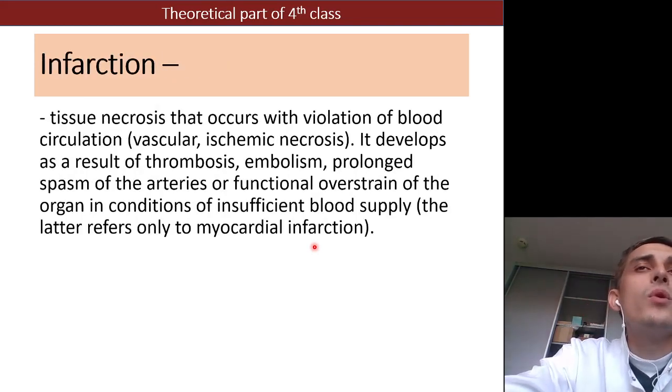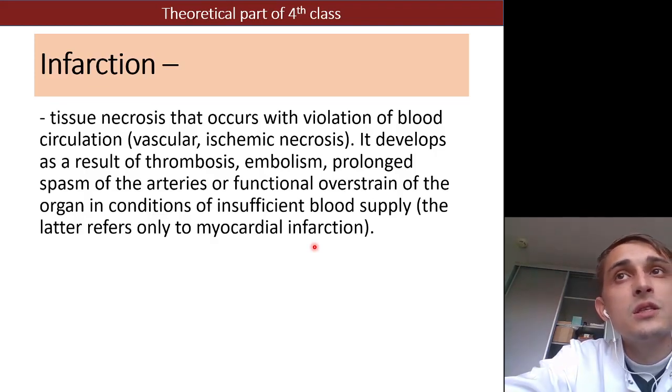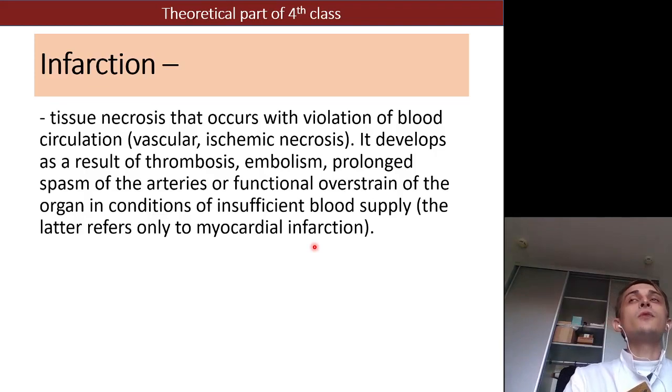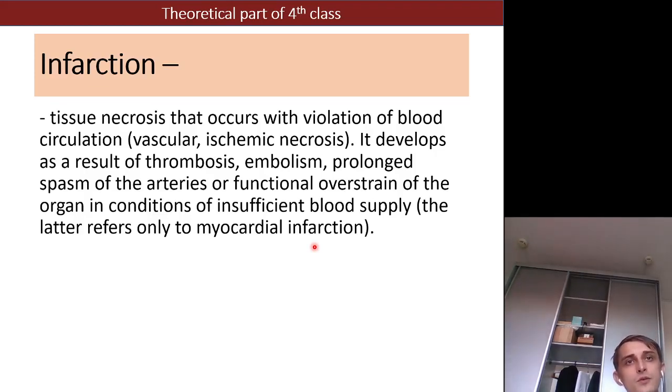And one of the most important types of necrosis is infarction. Infarction is a type of necrosis which is associated with vascular etiology. Most of all, it happens as a result of thrombosis or blockage of vessels. It may be associated with embolism, with spasm of vessels, and mostly it happens in life-important organs.